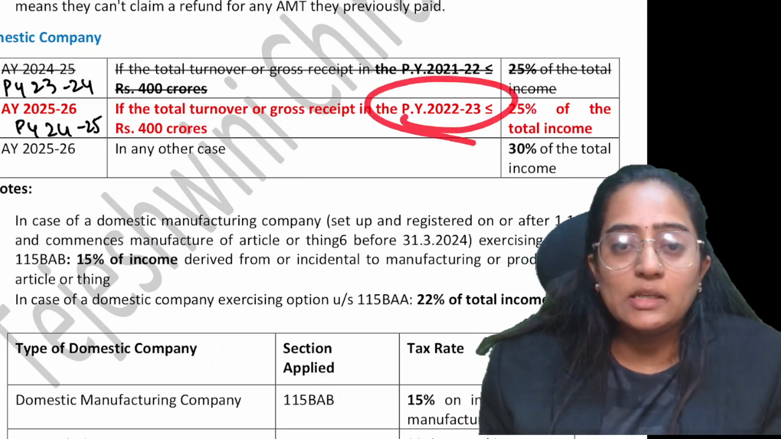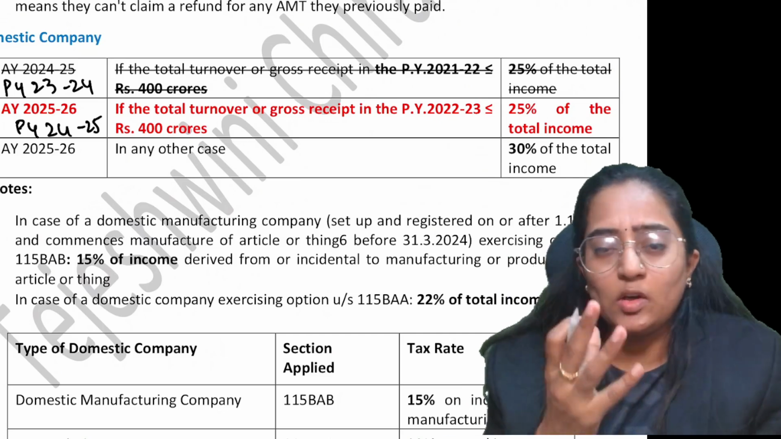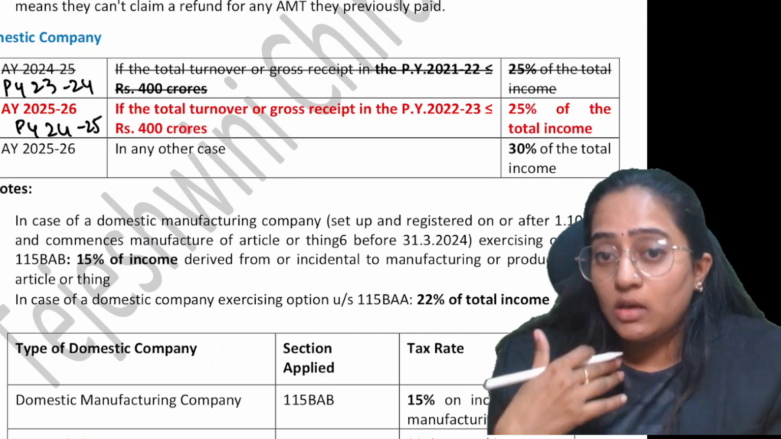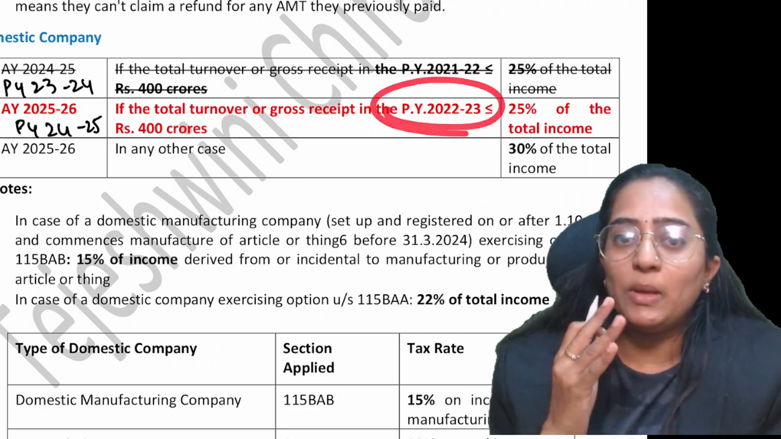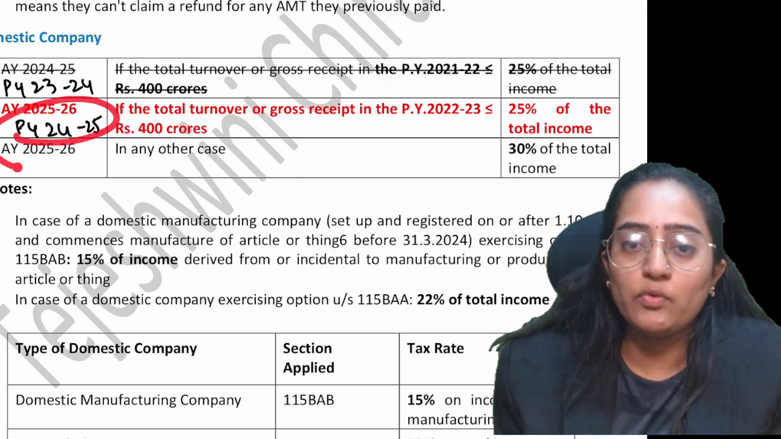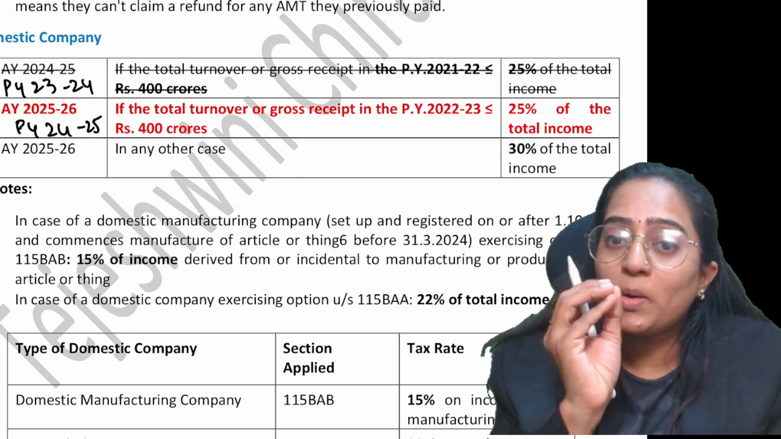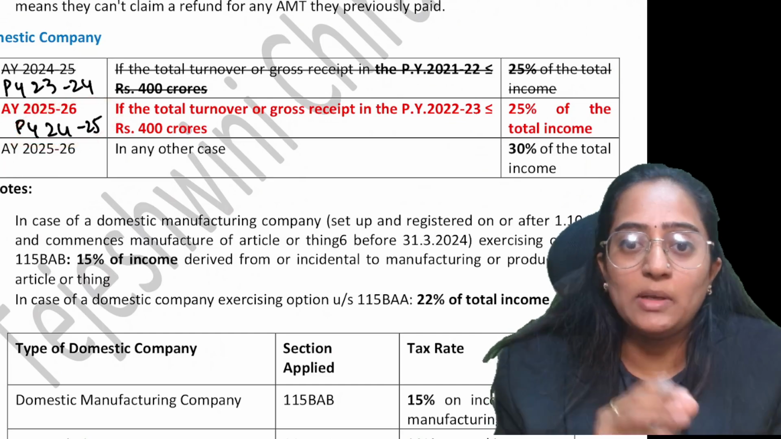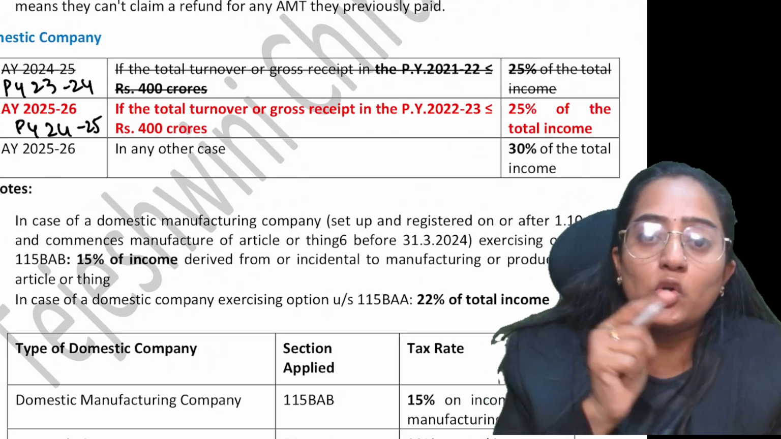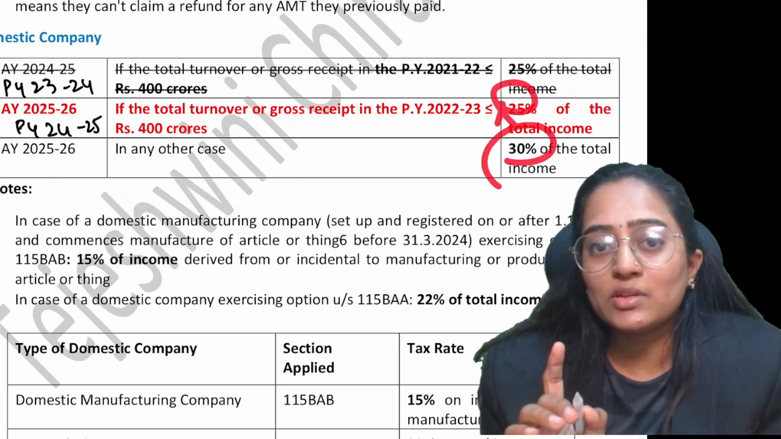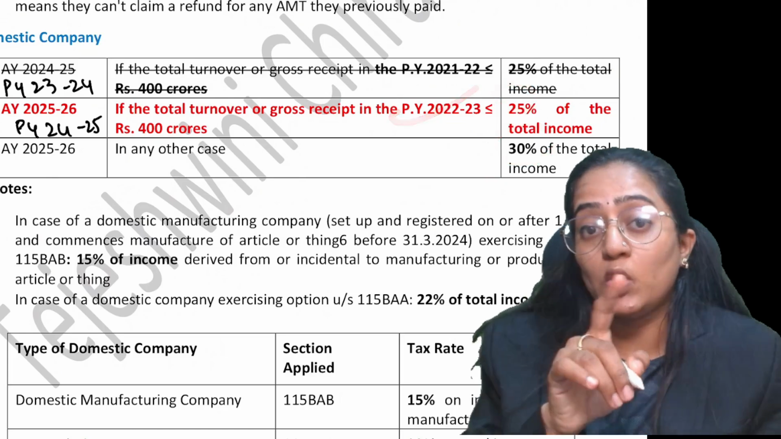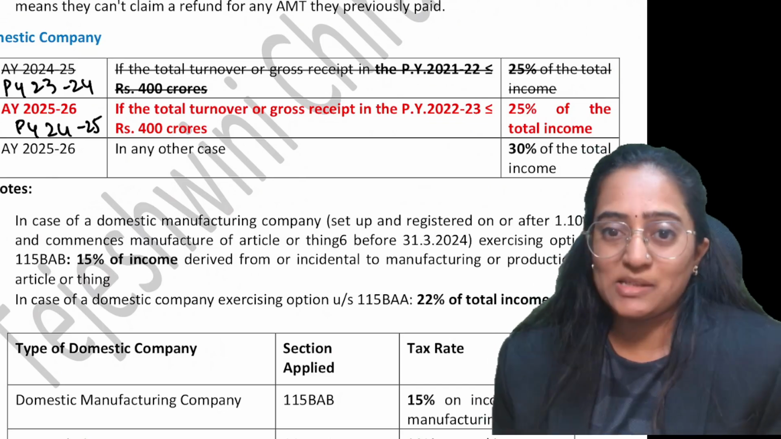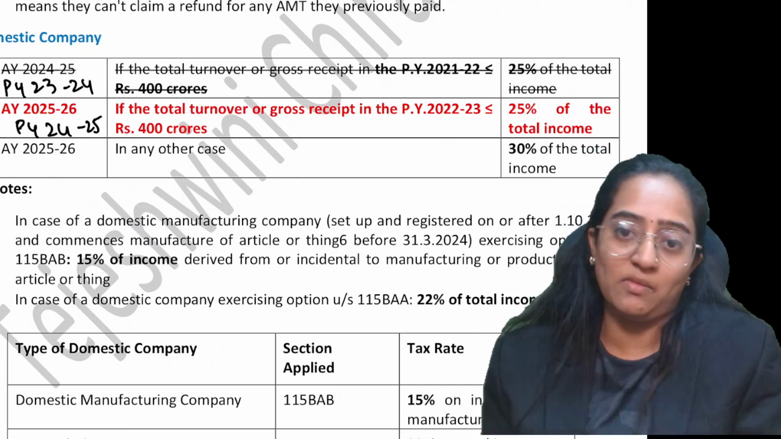Why is that? What is the reason for that? Just think logically here. Take PY 24-25. What percentage do you need to apply? To decide whether 25% or 30% applies, you are not looking at the current year turnover. You are looking at the turnover of 2022-23 to say 25% or 30% taxability for the relevant PY.